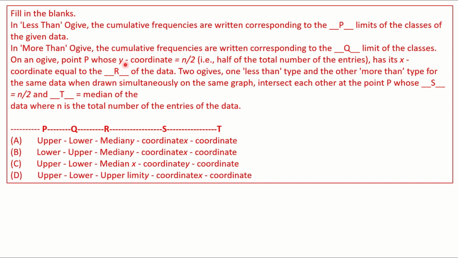On an ogive, point P whose y coordinate equals n by 2, half of the total number of entries, basically you are at the middle of the cumulative frequency graph, has its x coordinate equal to the median of the data. Two ogives, one less than type and other more than type for the same data, when drawn simultaneously on the same graph, intersect each other at a point P whose y coordinate equals n by 2, and x coordinate is the median of the data, where n is the total number of entries of the data. So once you know the theory, it's very easy.